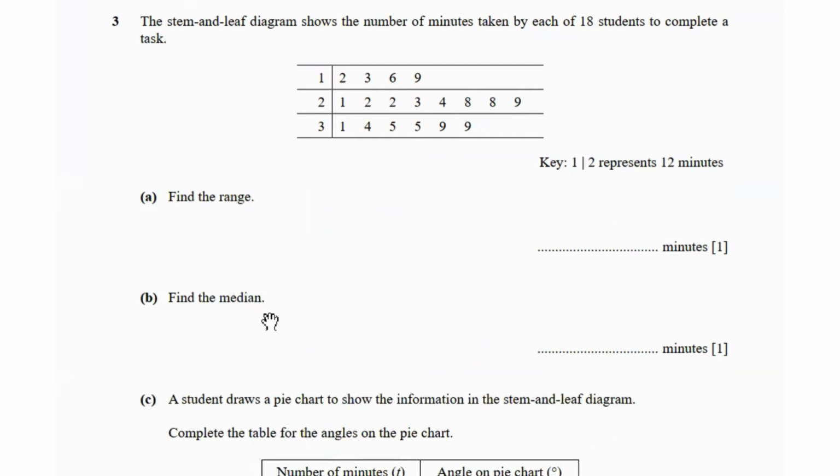Then it says find the median. Median is your middle value. So if you look at the total number of values, there are 18 values in total. 18 divided by 2 is 9. So we need to see where the ninth value comes. The ninth value is going to be 1, 2, 3, 4, 5, 6, 7, 8, 9. This is your ninth value.